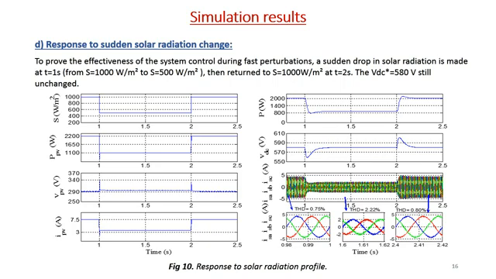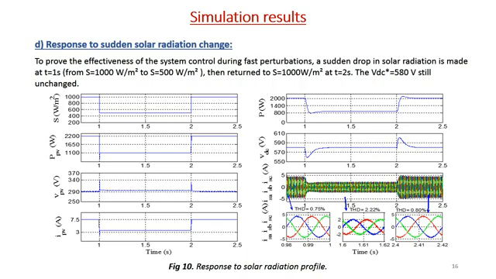Now this final test examines the response to sudden solar radiation change. To prove the effectiveness of the system control during fast changes, sudden perturbations in solar radiation are made as in the figure. The results prove the proper reaction of the system control during quick perturbations. The fast tracking of maximum power is guaranteed. DC bus voltage presents short transients, and the injected currents maintain their synchronization with the grid voltages with sinusoidal form.